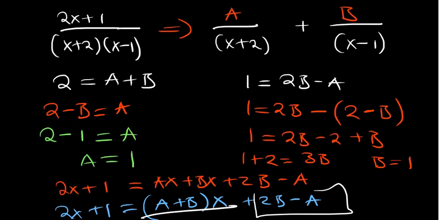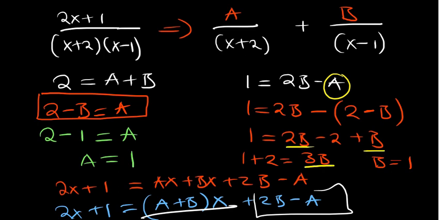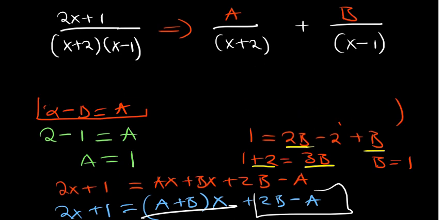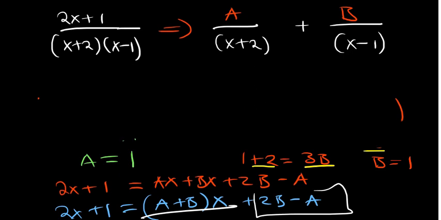So here we made a the subject, with a equal to 2 minus b, and then from that point we went to the other equation where 1 was equal to 2b minus a, and we substituted where we had a, putting 2 minus b. Then 2b plus b gave us 3b, and the constants gave us 3. So this is basically what we have: a equal to 1, b equal to 1.